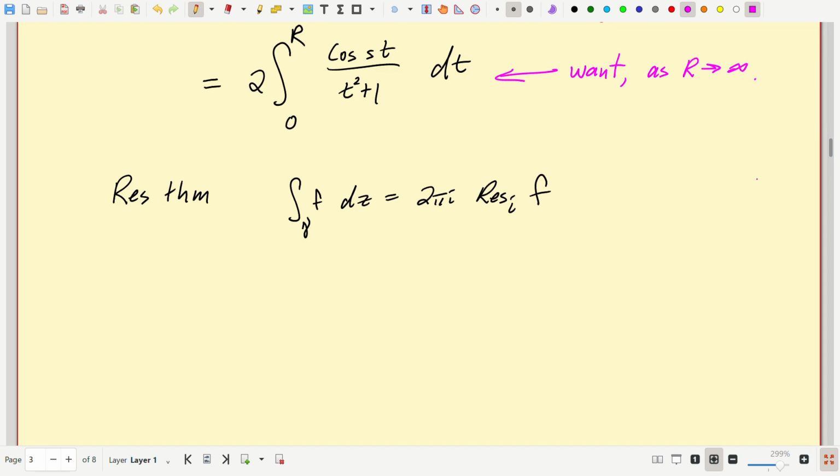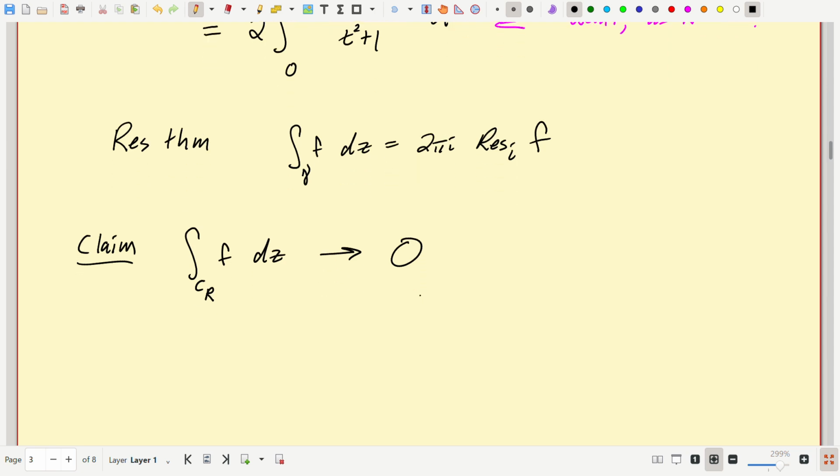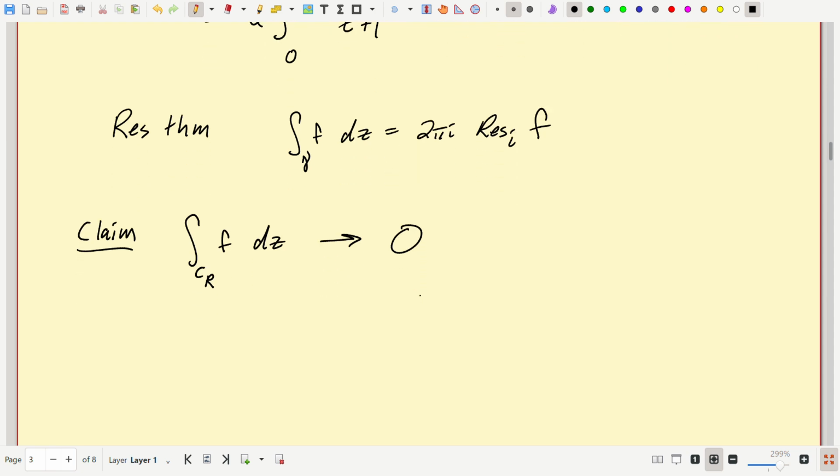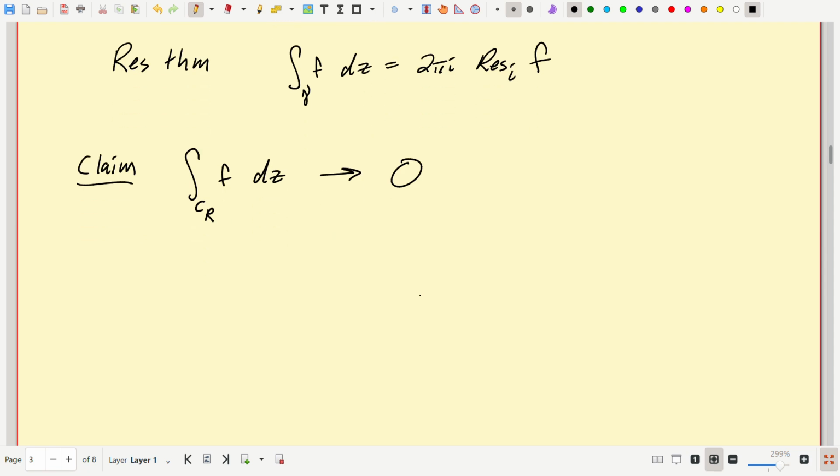So the most important thing, I claim that the integral of f around the circular part tends to 0. So around the circular part, f dz is going to go to 0. And so I'll have the integral along the line part, that's what I want, plus the integral around the circular part, that goes to 0. That's going to be equal to that number, which is easy to calculate. And so as I let r go to infinity, that number on the right is my answer. Okay, so let's see why.